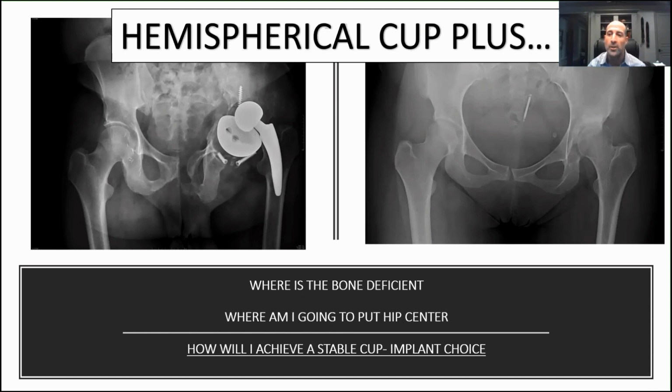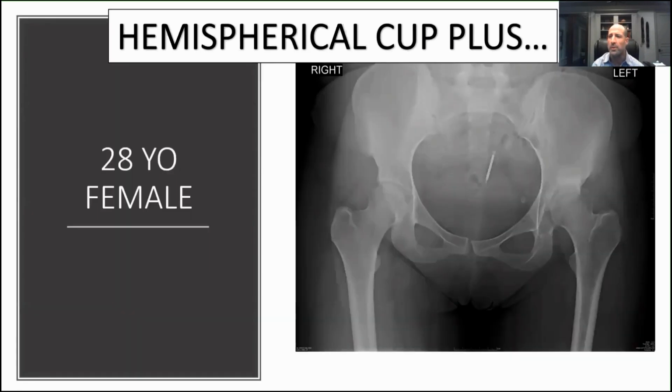And then how will I achieve a stable cup? And it's that question of how will I achieve a stable cup that's going to drive your implant selection. Let's look at this relatively simple case from a reconstructive bone loss point of view initially. This is a 2B acetabulum, so superior lateral bone that's not there, in this 28-year-old lady with dysplastic hip.